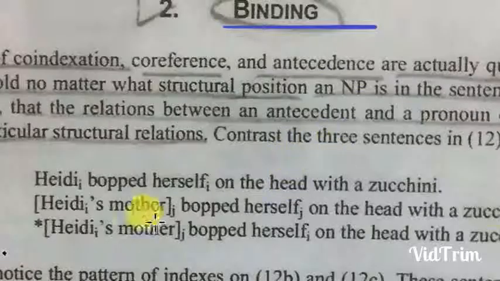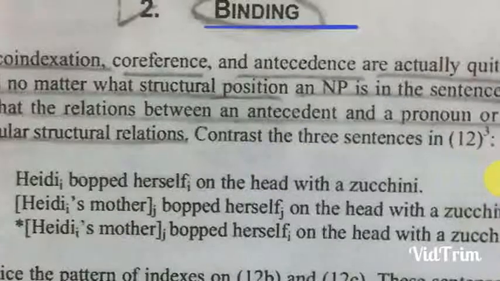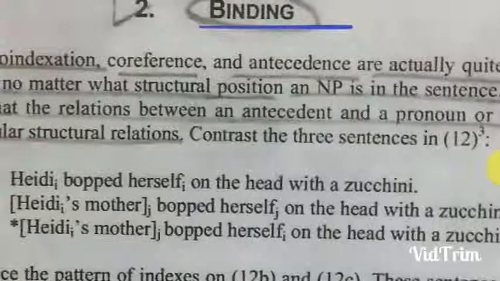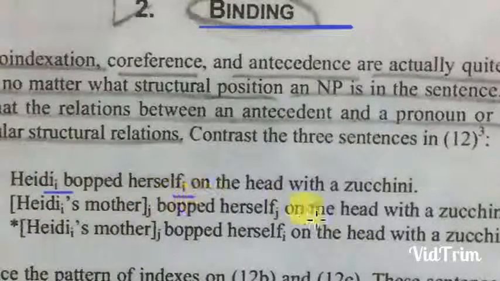Heidi bopped herself on the head with a zucchini. Here herself and Heidi get the same index, I. Heidi's mother bopped herself on the head with a zucchini. Heidi's mother is assigned J, Heidi is assigned I, and herself is assigned J again, so it's correct.